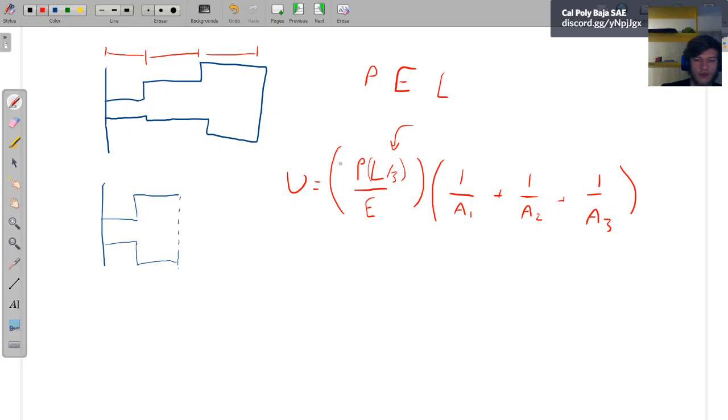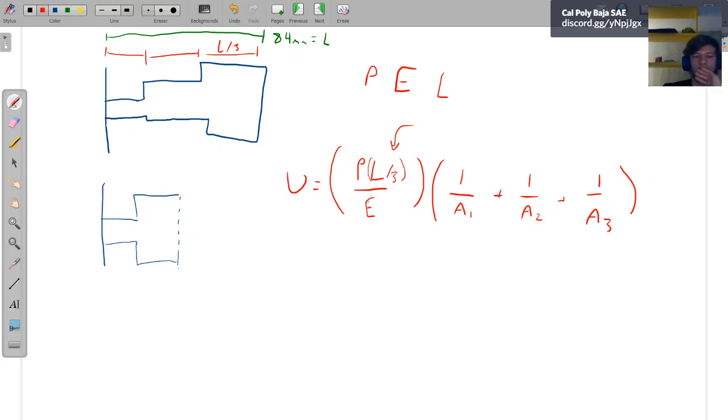For length, I'm just calling this L. So this is L over 3. I'm just calling the total length L. The total length here is the 84 millimeters. 84 millimeters equals L, and each of our subsections is L over 3.